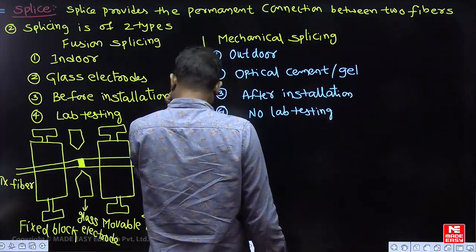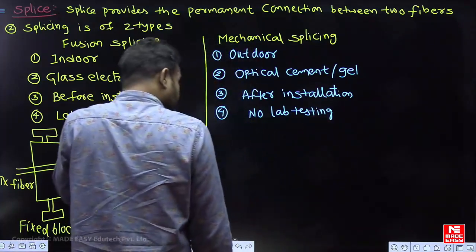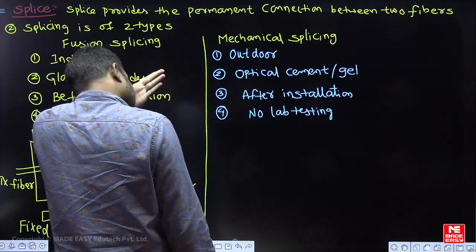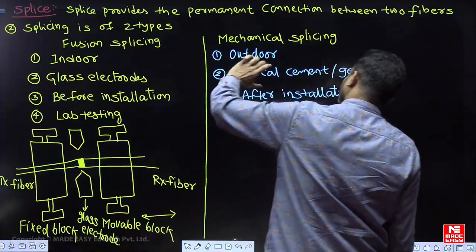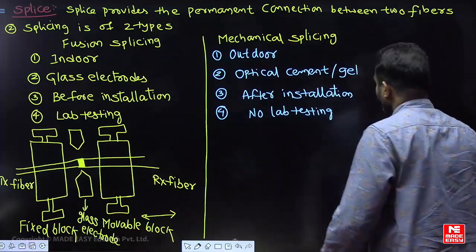I hope everybody in the class understood this. I explained the four points, please concentrate. The difference you find here, other than the opposite version, is that instead of glass electrodes we have optical cement or gel.